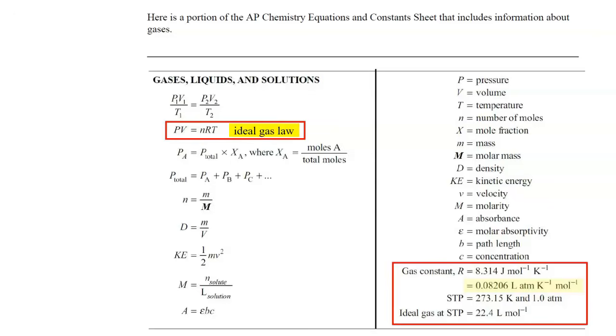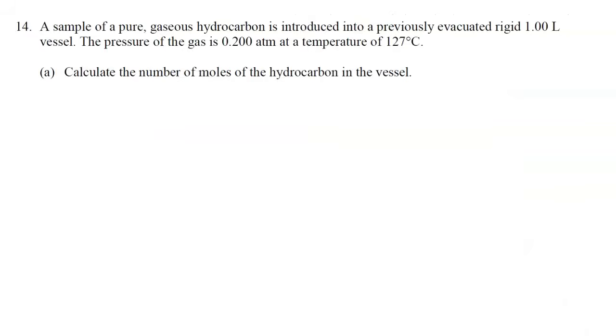Again, the value of the ideal gas constant R would be 0.08206, and the units of volume should be in liters, pressure should be in atmospheres, temperature should be in Kelvin. So PV equals nRT. We're going to solve for the number of moles, which is n. n is equal to P times V divided by R times T.